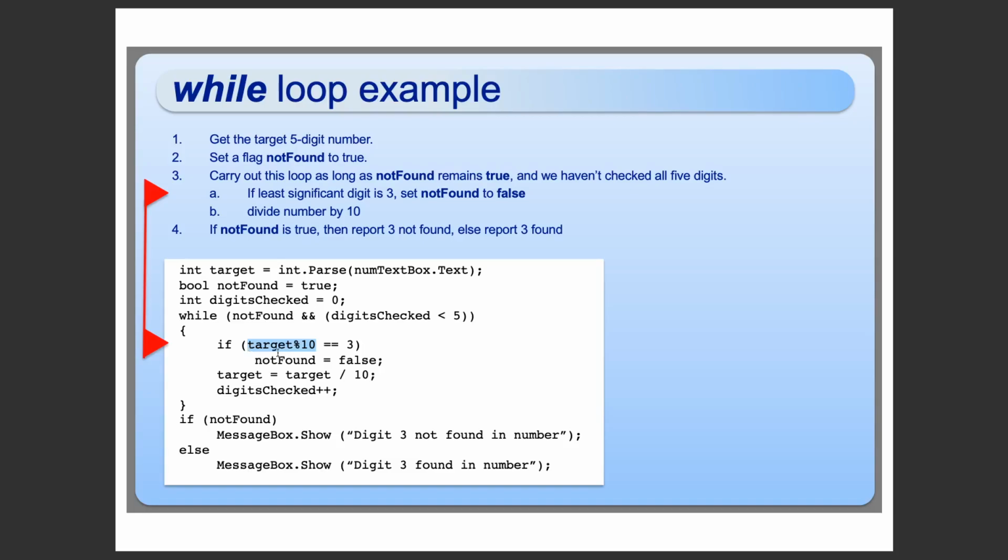So we're basically taking off the least significant digit. If that equals 3, then set not found to false. In the example I just did, target % 10 is 7, so this expression will be false, and we won't end up setting not found to false. It'll stay as true.